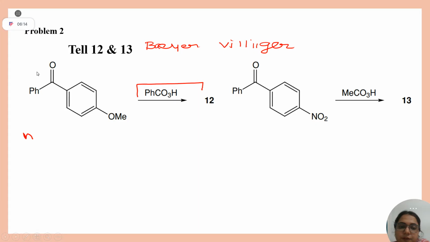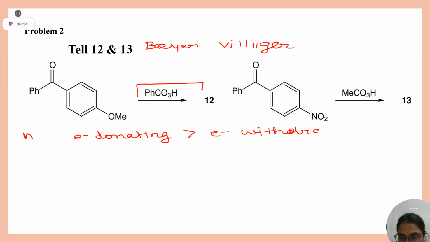So, students, I was asking in Baeyer-Villiger oxidation, what was the migratory aptitude order? Electron donating groups come ahead of electron withdrawing. Keeping this thing in mind, can anyone tell me? Till that time, let me change my network.